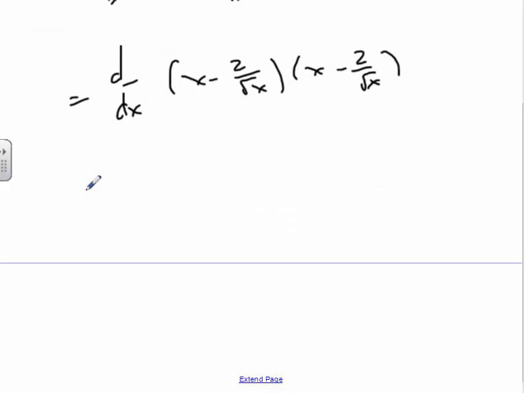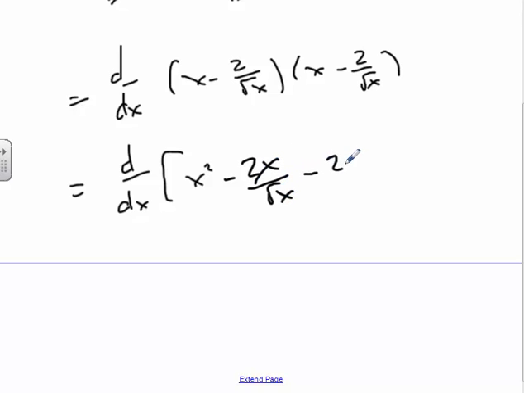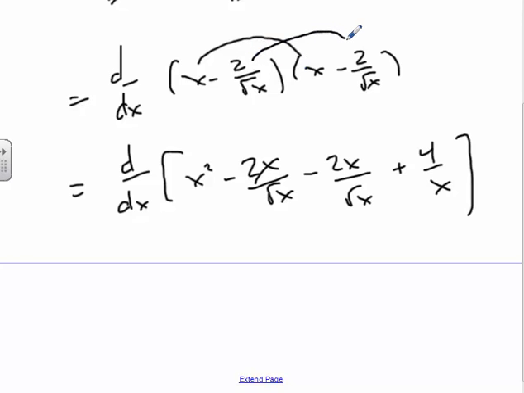I still haven't taken a derivative yet, so I'll still write my derivative notation. And now let's FOIL this out. This is going to be x squared. And then when you times one of them together, you're going to get negative 2x over root x. You're going to get another negative 2x over root x. And then for the final one, you're going to get positive 4 over x. Hopefully I didn't lose you on that foiling. x times x is x squared. That one right there will be the positive 4 over just x. This one right here will give you negative 2x over root x. And that one right there will give you negative 2x over root x.